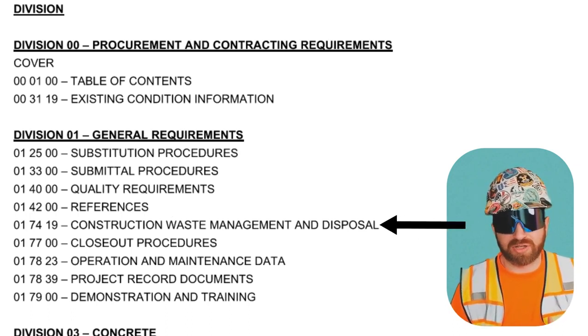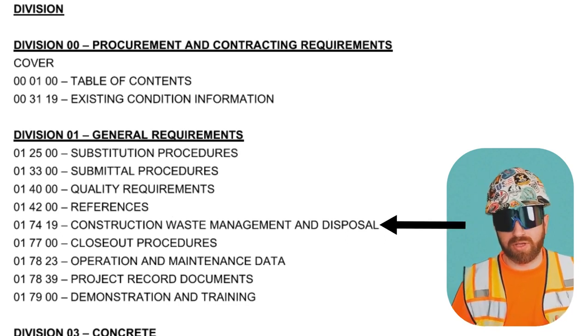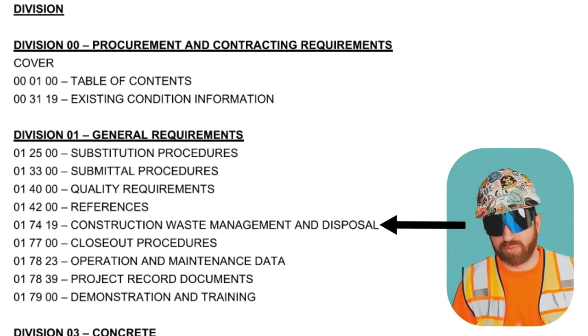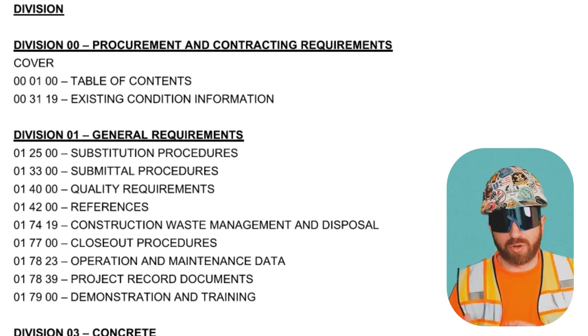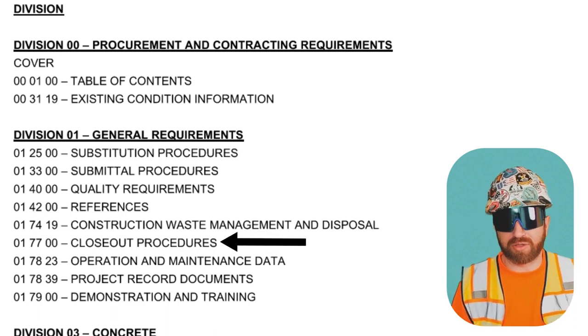Construction waste management and disposal is usually included if you work on a LEED or a green project, which outlines how material is supposed to be sorted before it goes to a landfill or recycling station. Closeout procedures are everything you need to do at the end of the project.